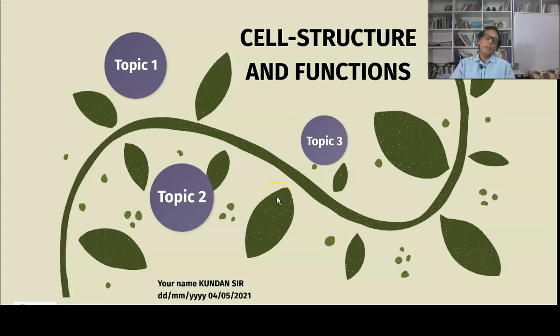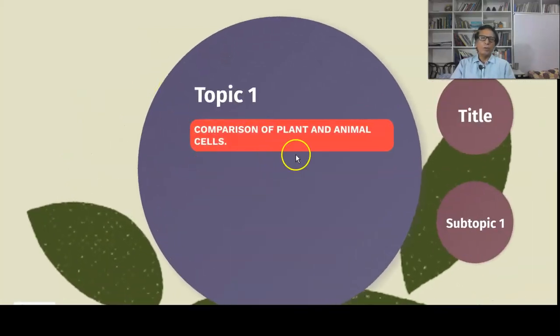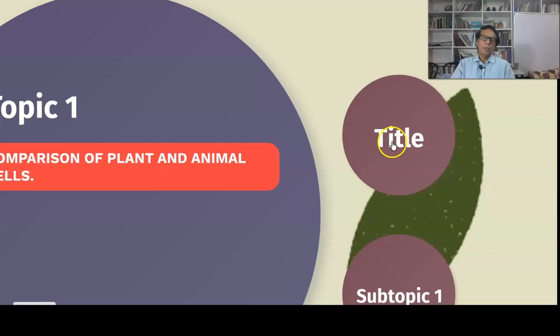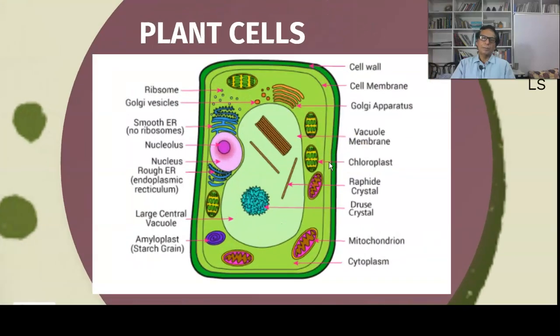Today we study the cell structure and functions of the plant cell and animal cell. Topic first, comparison of plant and animal cell. You see the structure of the plant cell clearly. This is the structure of the plant cell.